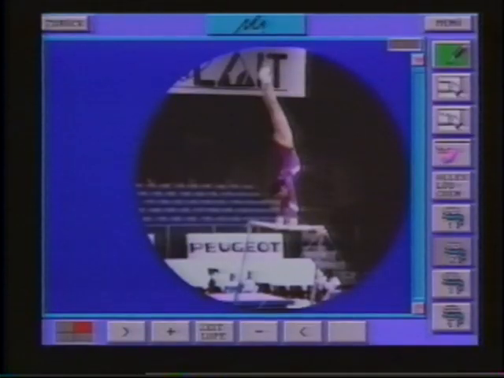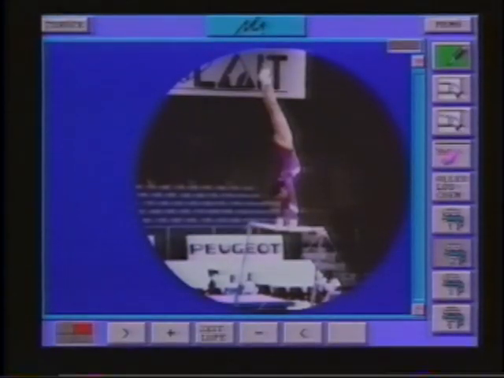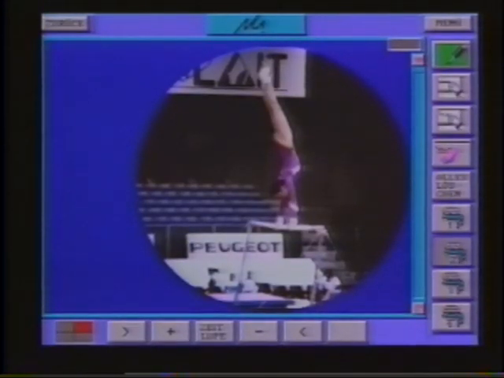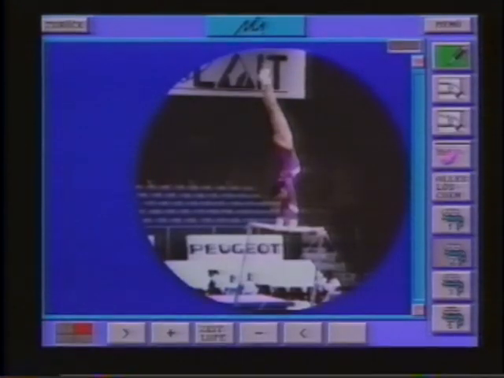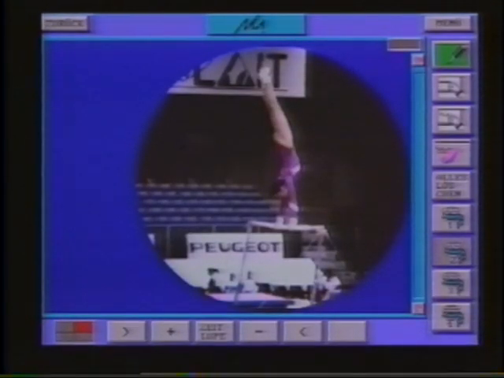Jump to a clear support on high bar, clear hip circle to handstand, C. Deduction for slightly opened and loose legs, minus .05. Slightly bent arms, minus .05. In total, minus .1.